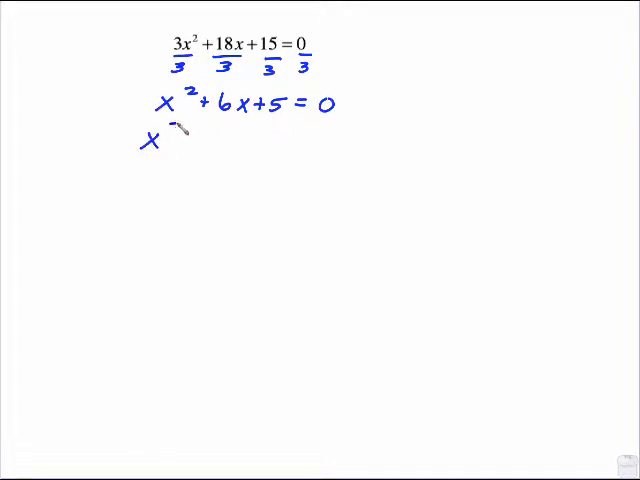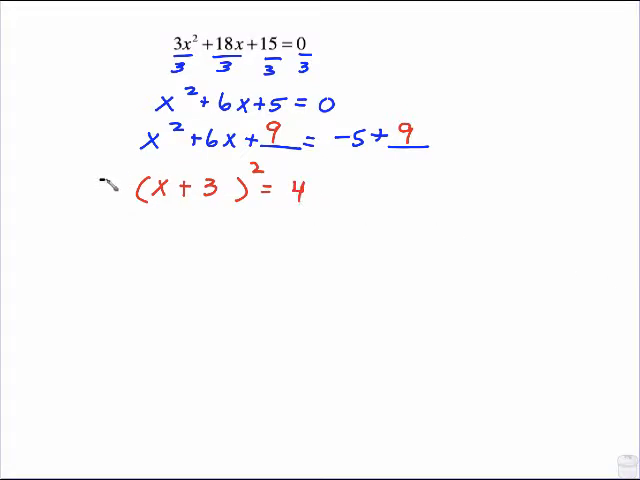And now we're ready to go back to the beginning, which is move the 5 to the other side. And then do your completing the square process. Half of 6 is 3. 3 squared is 9. Add 9 to this side also. We have made this so that it will be easy to factor. What did you square to get 9? 3. And over here, negative 5 plus 9 is 4. We've got it factored perfectly.